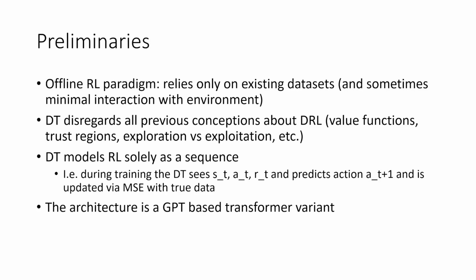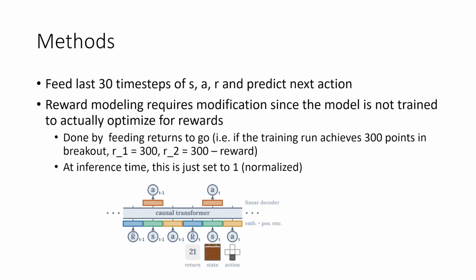In the case of continuous control, you can just do a mean squared error of the true next action, in this case in the offline variant. And the transformer architecture is simply a GPT style architecture. So it sees the last 30 states, actions, and rewards, so there's a total of 90 tokens fed into this transformer.